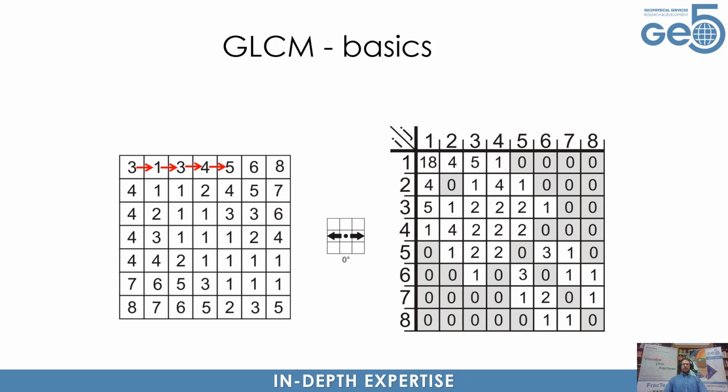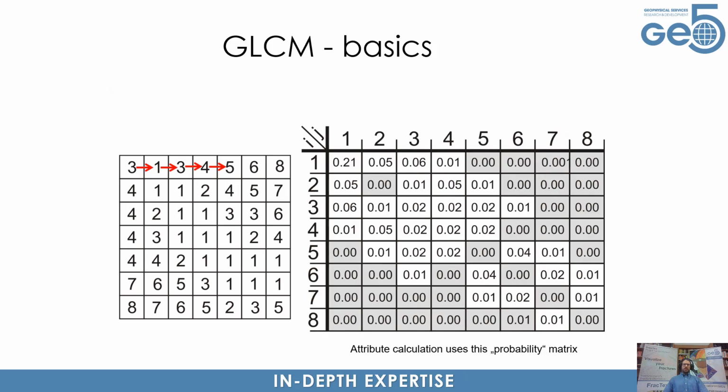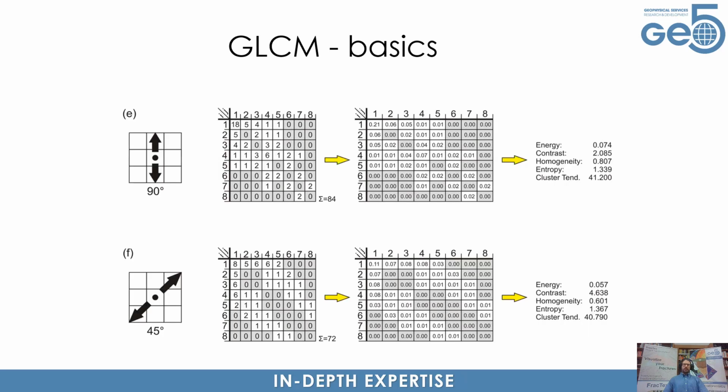For further calculation, it is now necessary to create a kind of probability matrix. This probability matrix is created by dividing each matrix entry by the total sum of matrix entries. So in this case, the result will be like this. And we have a probability of having a 1 next to 1 of 21%. And for example, having a 4 next to a 3 would be 2%. Based on this probability matrix, we can then further compute other attributes.